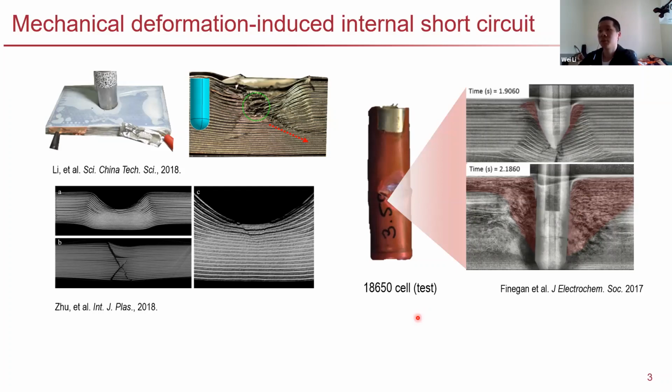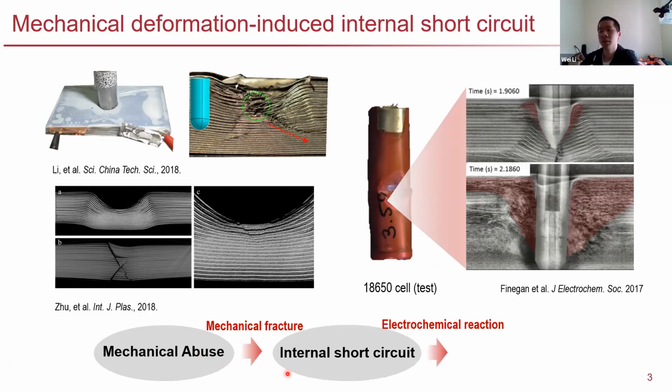So in summary, the mechanical abuse or mechanical deformation will induce the internal short circuit after the fracture happens inside. And after internal short circuit, there will be electrochemical reactions, and these reactions will release a lot of heat. So this will eventually lead to thermal runaway or fire and explosion. In my talk today, I will mainly focus on the mechanical part, and the next presentation by Hongbo will probably focus on the electrochemical part.